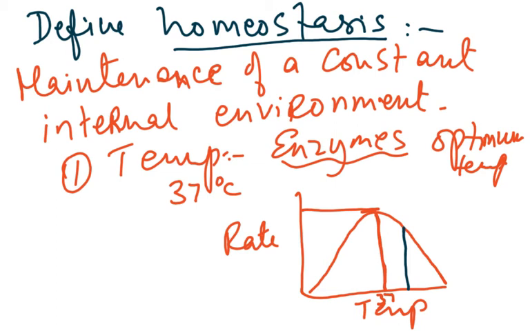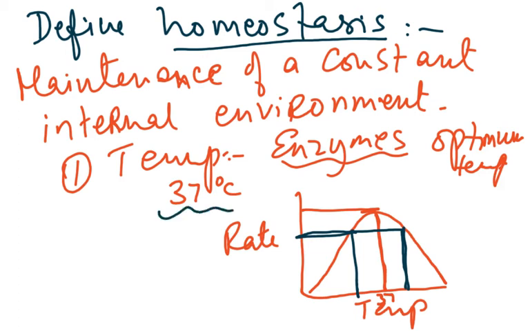Say the rate is whatever the rate is. It works best at that. So if the temperature is less than 37, then the rate decreases. If the temperature is more than 37, even then the rate decreases. So please understand, this is because the body is working on enzymes. The entire body system works on enzymes. So if the enzymes have to be working at their maximum efficiency, then the optimum temperature must be maintained.